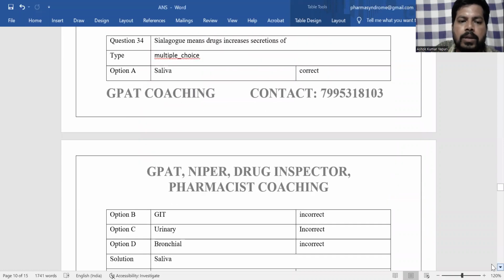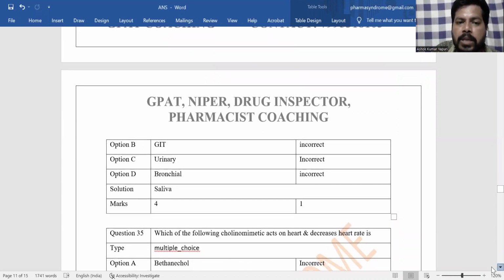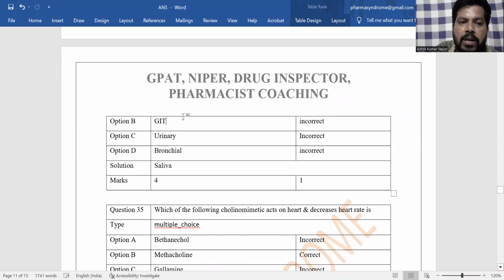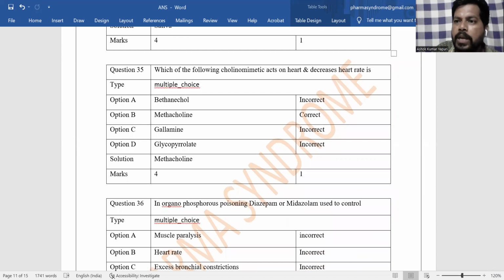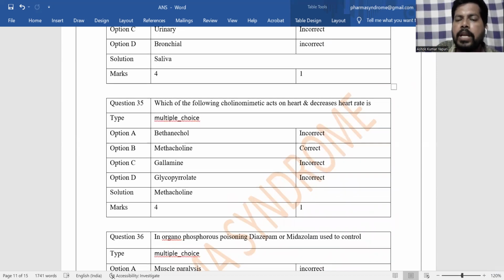Next, sialagogue means that it increases the secretion of saliva. Sialagogue is a term that means increasing secretions of saliva. Sialagogues are the agents or substances that increase the secretions of saliva by stimulating the salivary glands.